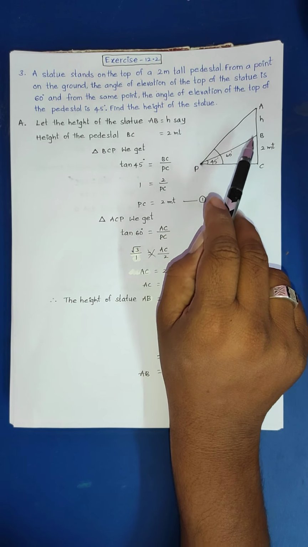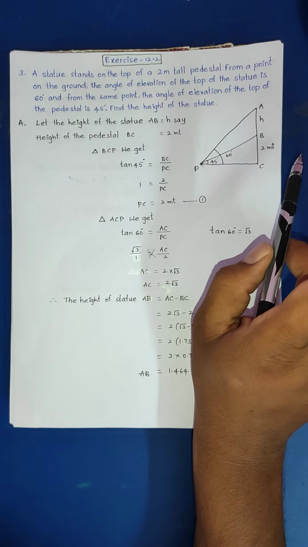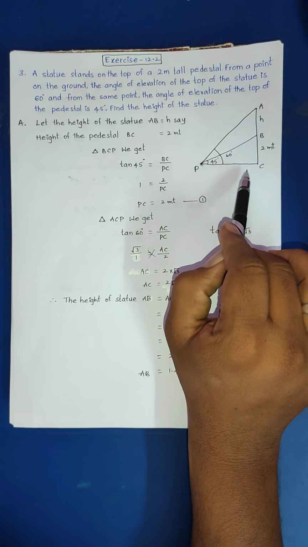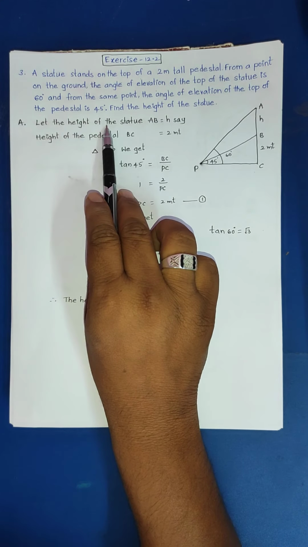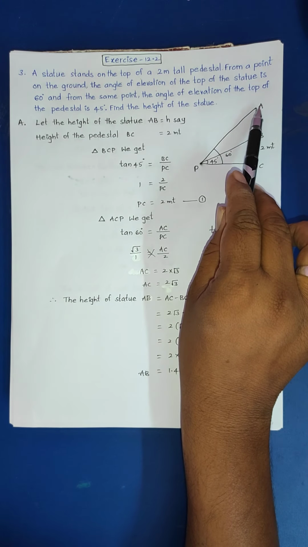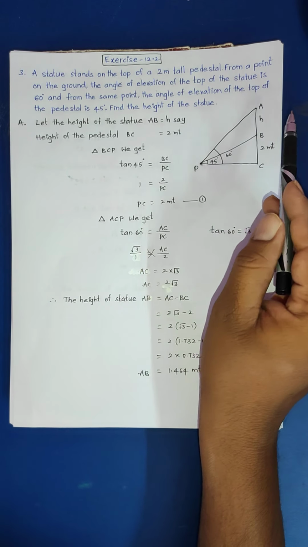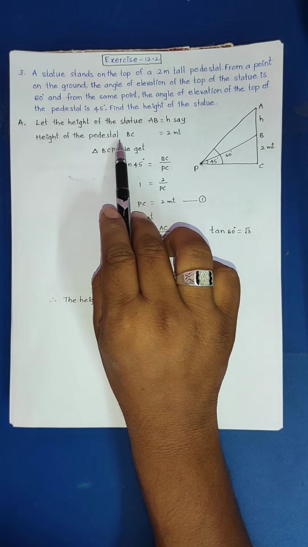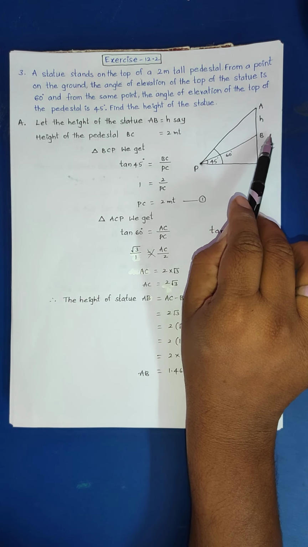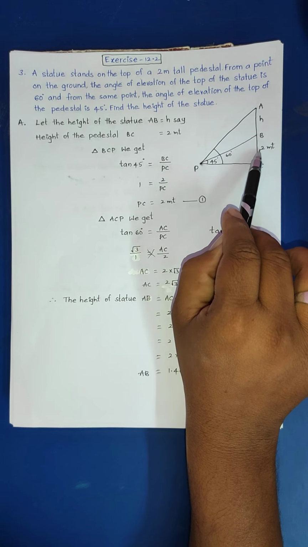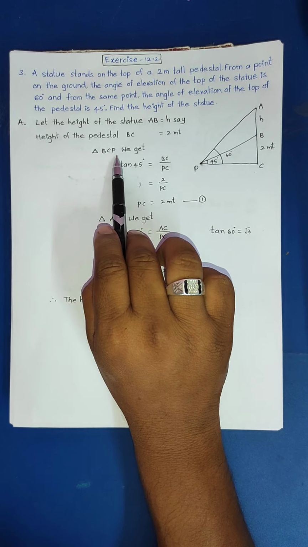Again here two triangles are formed. APC is one triangle, BPC is another triangle. Now let the height of the statue be AB, this is the height of the statue, H. Assume that the height of the pedestal BC, this is the stage to place a statue, pedestal BC is equal to 2 meters.